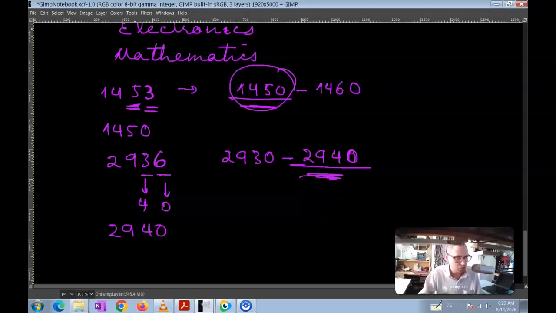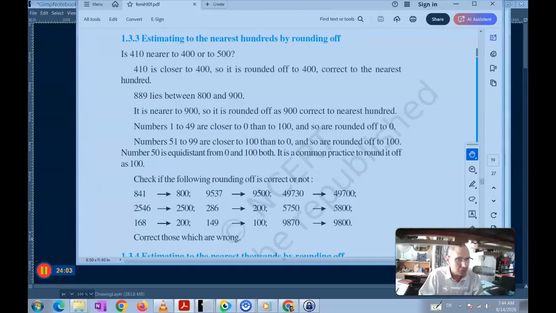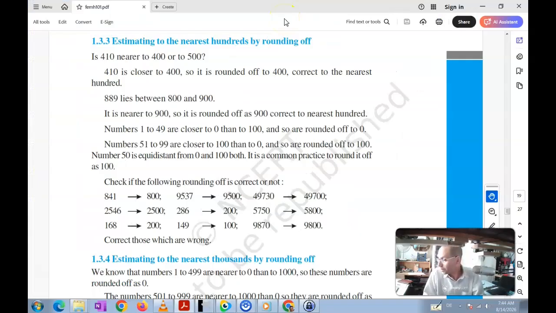Now let's move on to rounding numbers to the nearest hundreds. Okay, so rounding numbers to the nearest hundreds is the same procedure. For example, when you have 410 and you want to round it to the nearest hundreds, the hundreds place value in this number is the 4, which means that this number is some number between 400 and 500, and of course 410 is much closer to 400, which means that you would round the number down to 400, right?